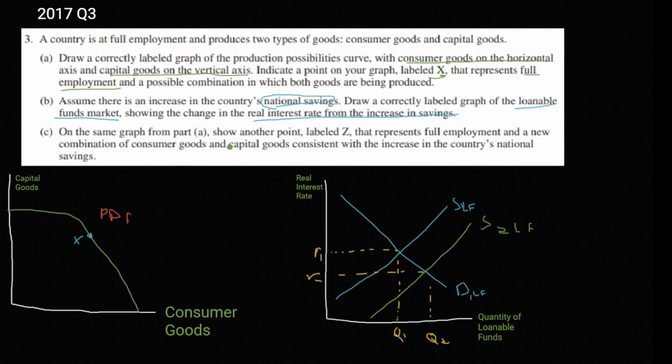On the same graph from part A, what about Z? We're going to have a point Z that represents full employment in a new combination. Awesome. So we're just going to have another random point in a new combination of these things. So it still has to be a combination, and it has to be at full employment. So I'll just put point Z. There was also a question D for this, but it was about aggregate supply, and that is unit 3, so we will not answer that right now.